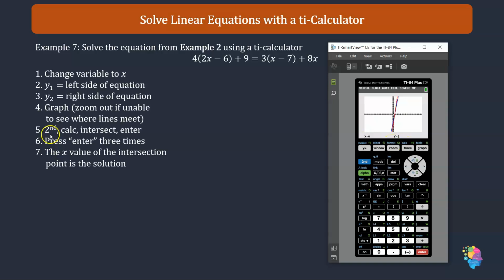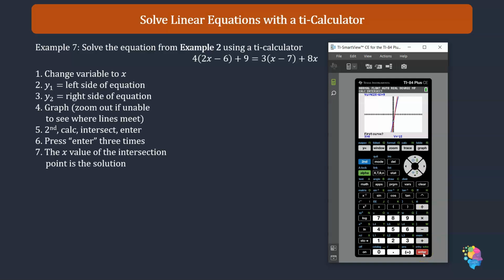Now we're going to do second, calculate, intersect, and enter. That seems like a lot. So we're going to do second right here in blue. We're going to calculate. You see how it's up here in blue? So press this key. This shows up. Go to intersect. Now you can either press the 5 or go down to the 5. It's up to you. Press enter.